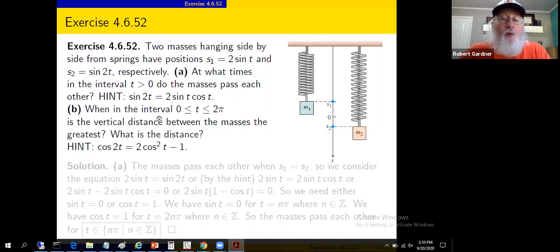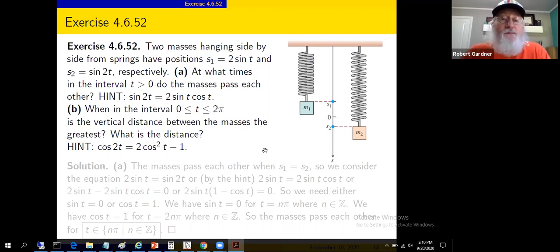Secondly, part B, when in the interval 0 to 2 pi is the vertical distance between the masses greatest? And what is that distance? Okay, so that's a calculus question. They're asking us to maximize distance between the 2 masses. And they give us a double angle formula hint on that one also.